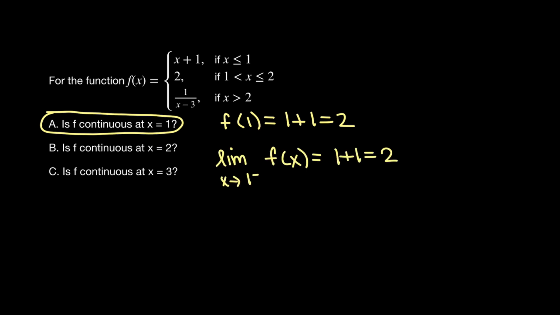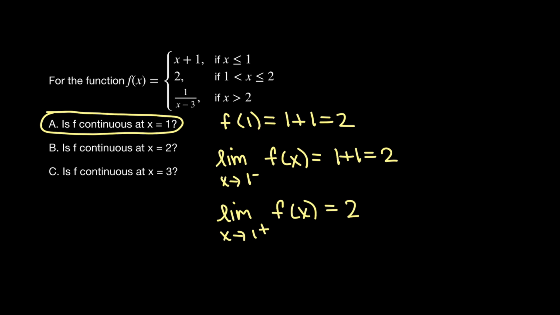Then I have to figure out, well, what is the limit as x goes to 1? And since this is a piecewise defined function, I'm going to find my left and right limits separately. So if I'm on the left side of 1, I'm smaller than 1. So the limit as x goes to 1 from the left, we're going to plug into that x plus 1, and I get 1 plus 1 is 2.